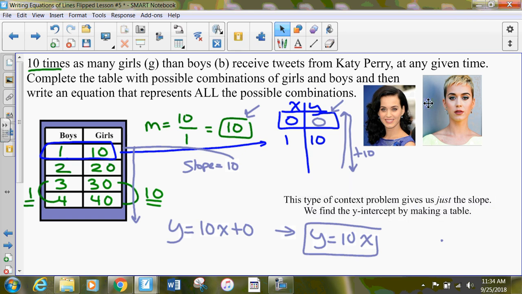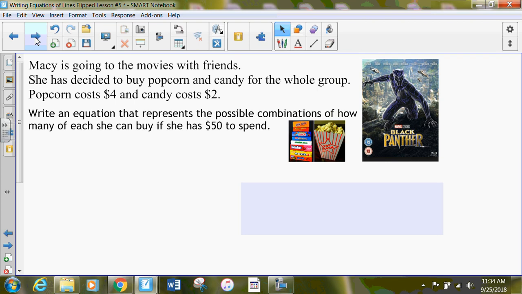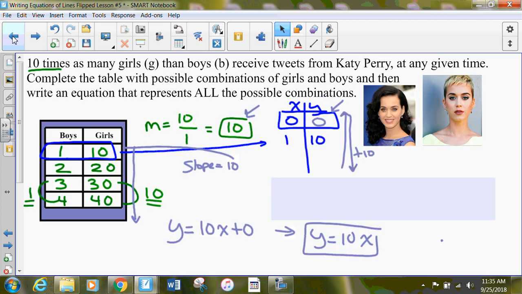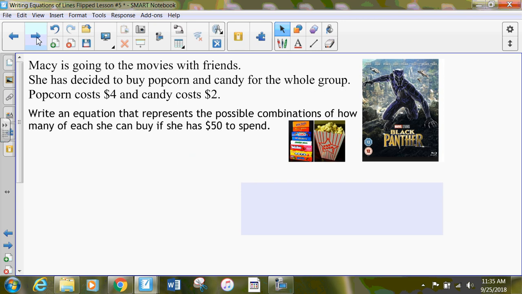Okay, so this type of context problem gives us just the slope, and we find the y-intercept by making a table. This next type, let's go ahead and read it. Macy is going to the movie with friends. She decides to buy popcorn and candy for the whole group. Popcorn costs $4 and candy costs $2. So write an equation that represents the possible combinations of how many of each she can buy if she has $50 to spend. So this is a different type of word problem.